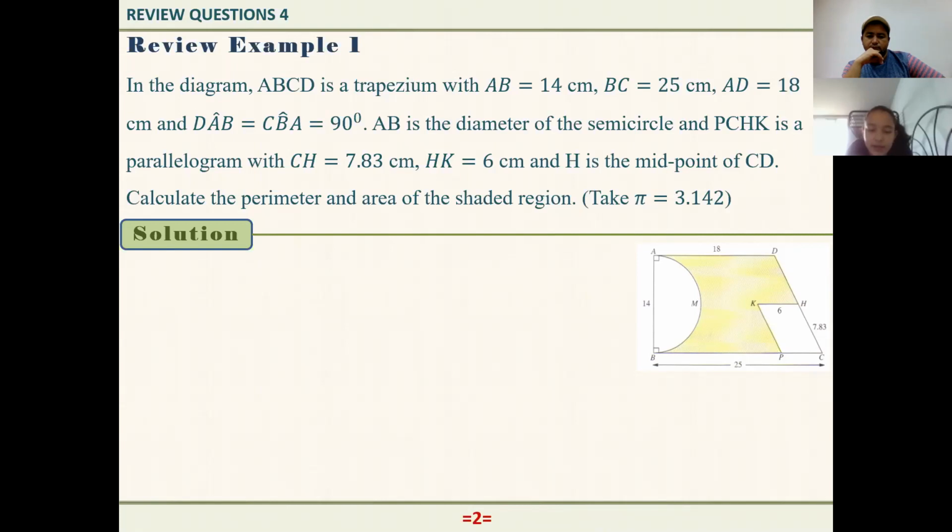AB is the diameter of a semicircle, and PCHK is a parallelogram, with CH equals 7.83 centimeters, HK equals 6 centimeters, and H is the midpoint of CD. Calculate the perimeter and area of the shaded region. Take pi equals 3.142.